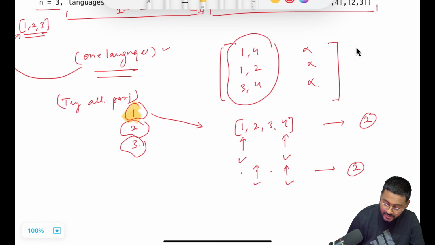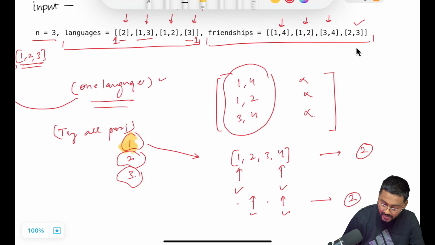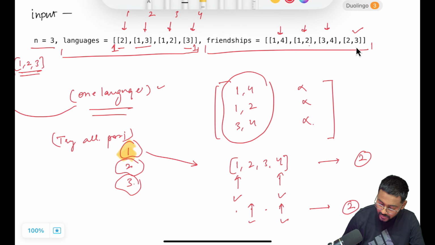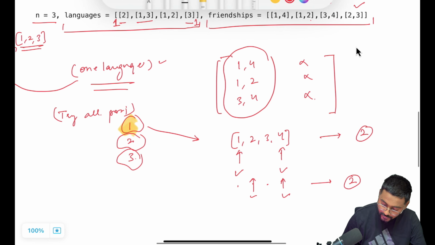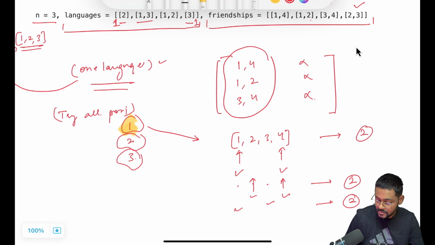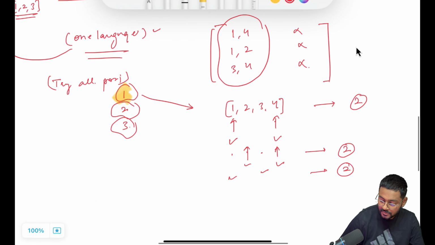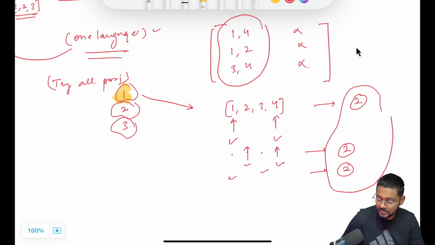When I'm choosing the language 3, in that case person 2 and person 4 know the language, it means I have to teach it to person 1 and person 3. 2 persons I have to teach that language. And here what is our answer? Our answer is the minimum of these three. Minimum number of people we have to teach the language. So in this case, if I'm choosing 1, I have to teach at least 2 persons the language 1, at least 2 persons the language 2, at least 2 persons the language 3. So minimum is already 2.